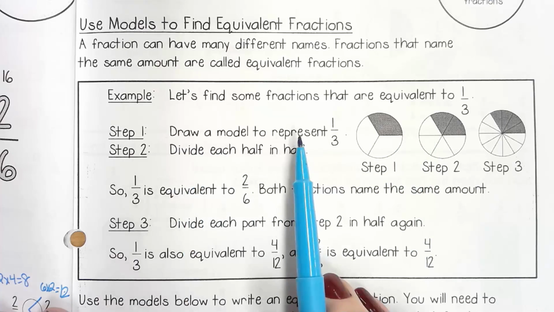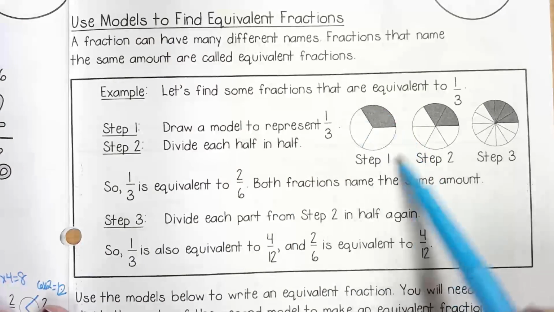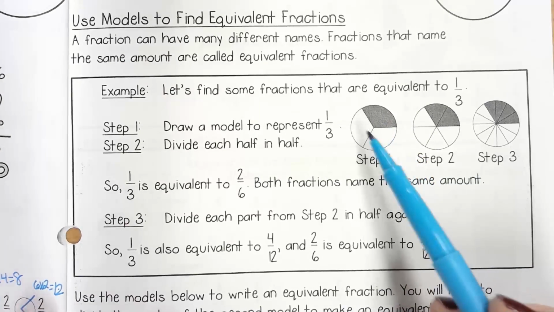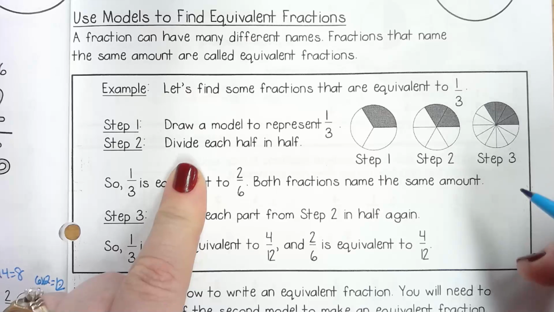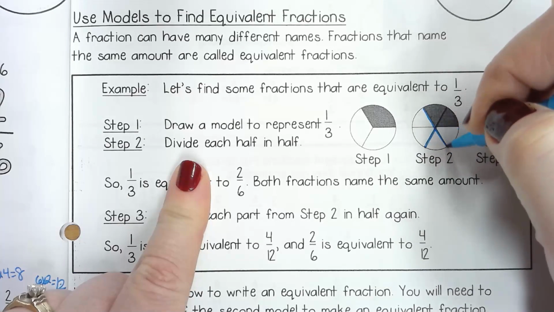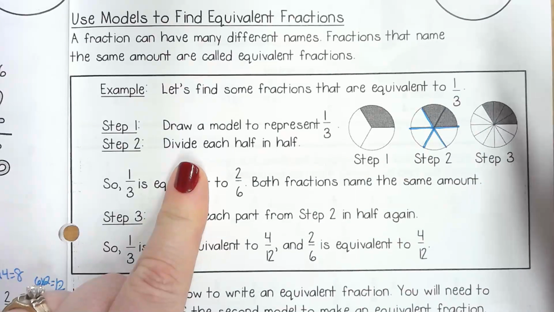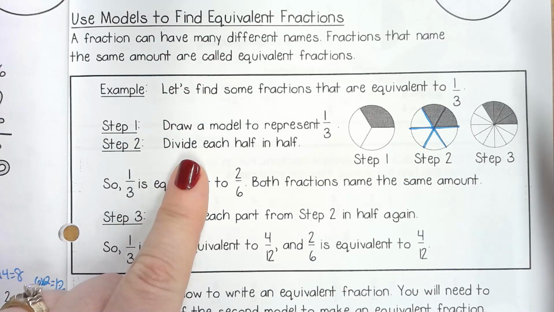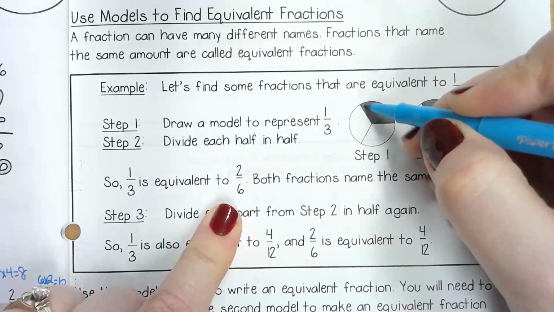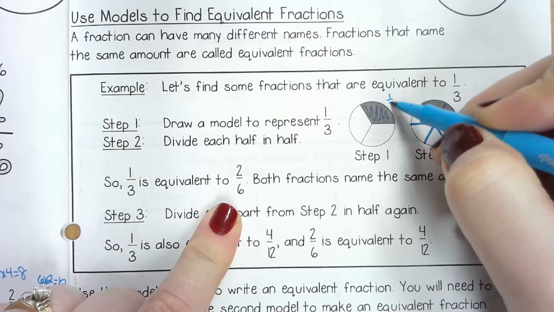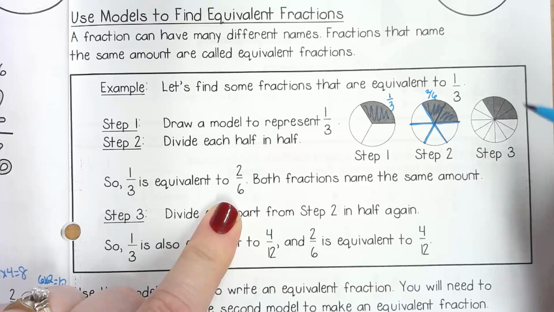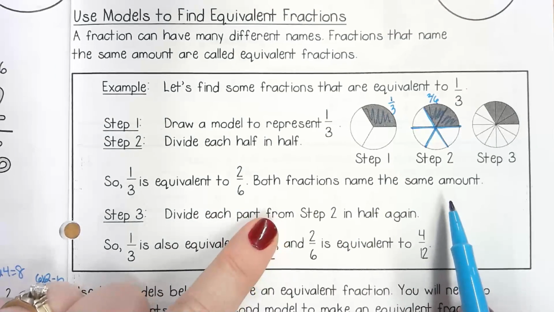Step 1, draw a model to represent 1/3. So here's a model that represents 1/3. Okay, a pie, and we filled in one piece out of the 3. Then step 2 says we could divide each of those in half. So notice they kept the 1/3, but they split each section into 2. Okay? 1/3 then is equivalent to 2/6 because here we had 1/3 in the first model. In the second model, we have the same section, but it shows 2/6. Both fractions name the same amount.